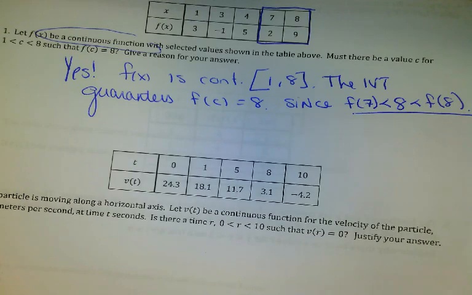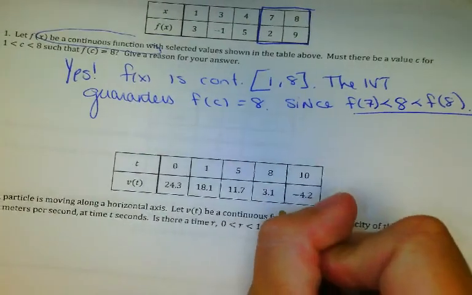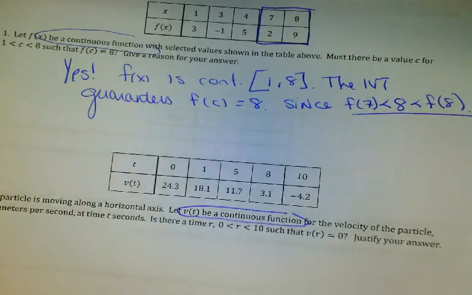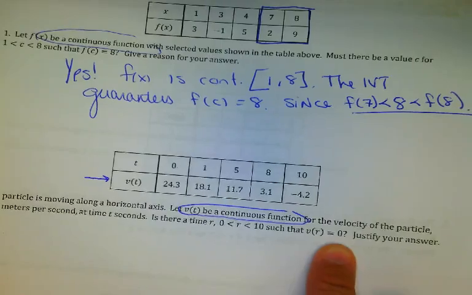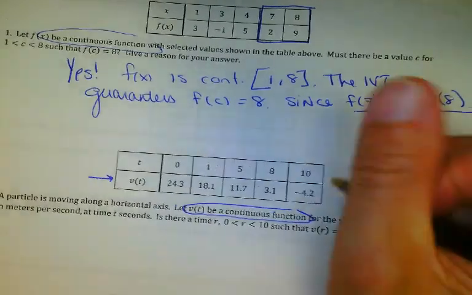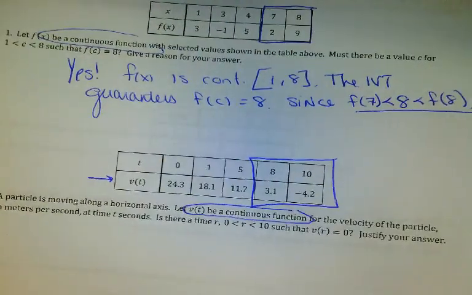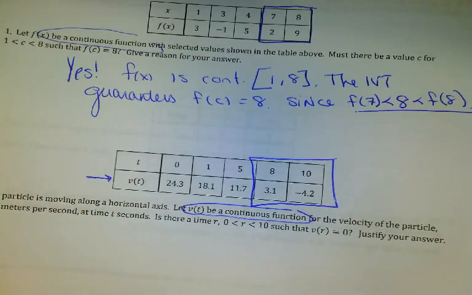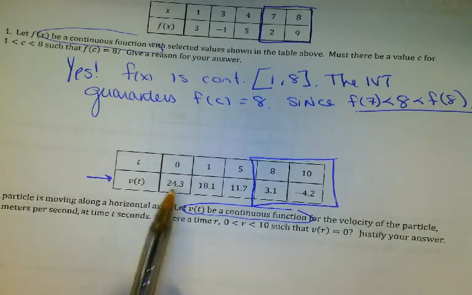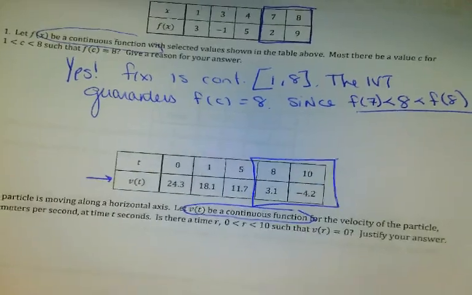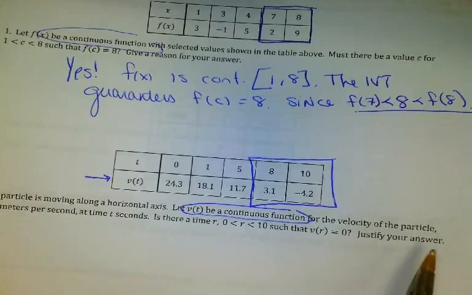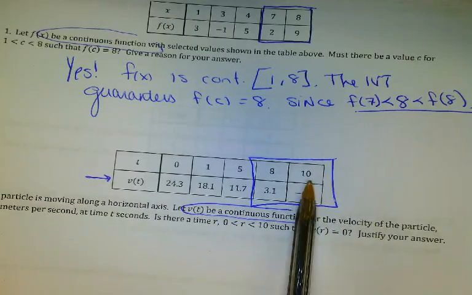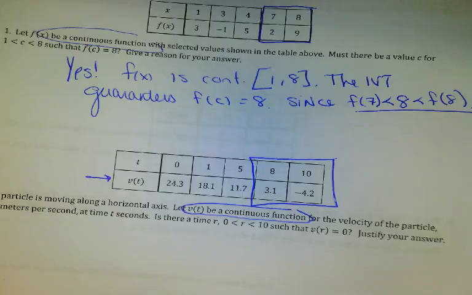Good work walking around there. Let's talk out that first one, number 2. They told us V of t is continuous, so that's fantastic. Does my V of t line have to hit 0? Definitely it does, because we have a positive to a negative value. Just make sure you put them in the correct order, of course. So yes, V of t is continuous on the closed interval 0 to 10. The IVT guarantees that V of c will equal 0. Who would I put first if I'm going least to greatest? V of 10 is less than 0, which is less than V of 8.